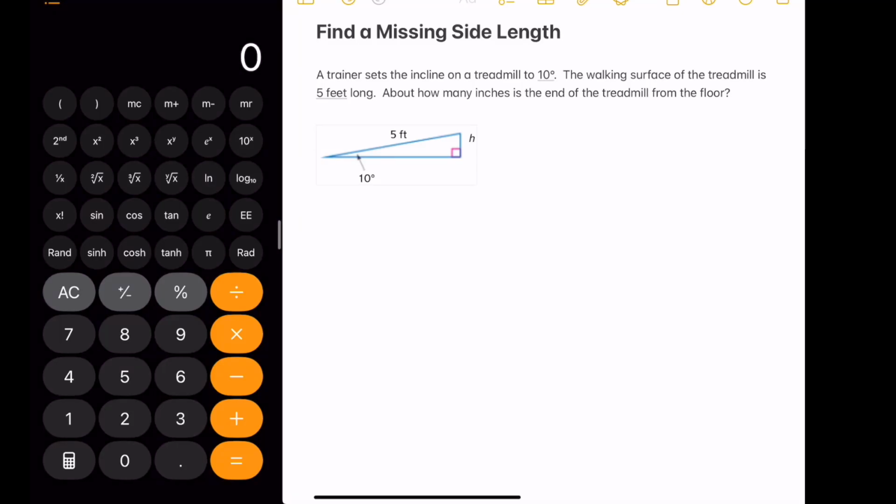Trainer sets the incline on a treadmill to 10 degrees. The walking surface of the treadmill is 5 feet long. About how many inches is the end of the treadmill from the floor?